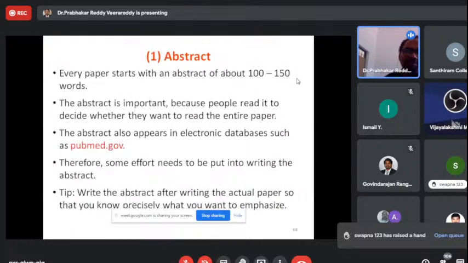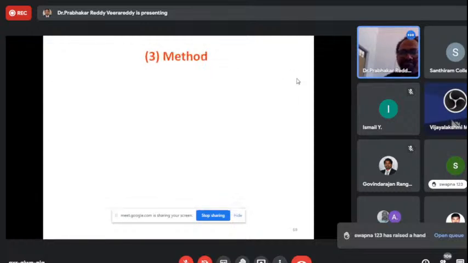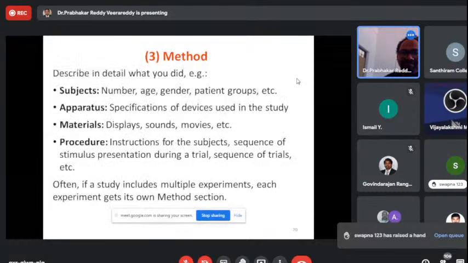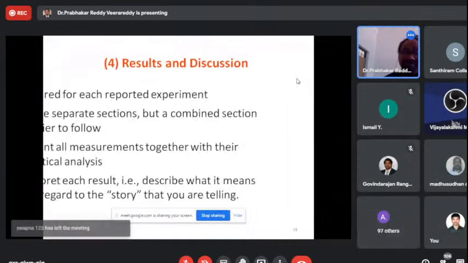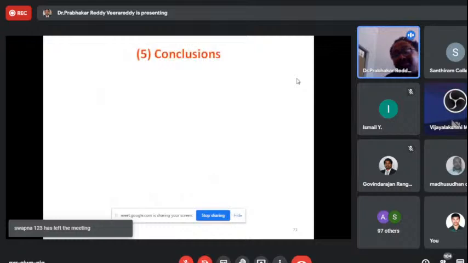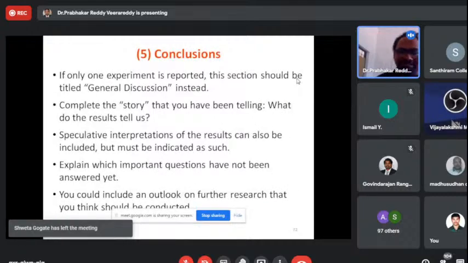Always, abstract is very, very important. Minimum 100 to 150 words, maximum 300. So for every paper, abstract is mandatory. PubMed, I told you, is very, very important. Second, introduction. You know, I already discussed how. Third, methods, with subjects, apparatus, materials, procedures. Fourth, result. This is very crucial. Result and discussion. Fifth, conclusion, or I can say summary and conclusion. So this is common for your research articles or review articles.